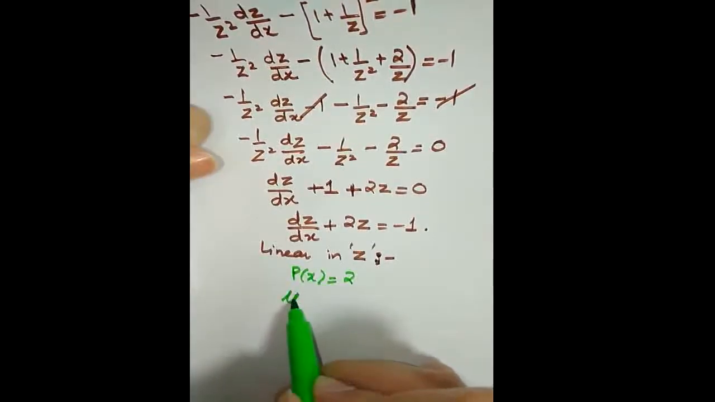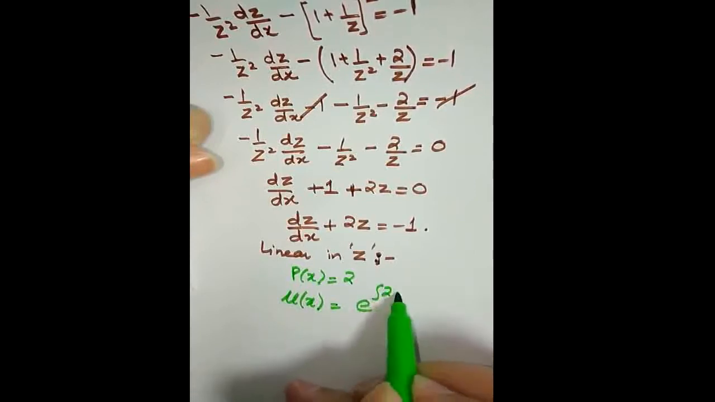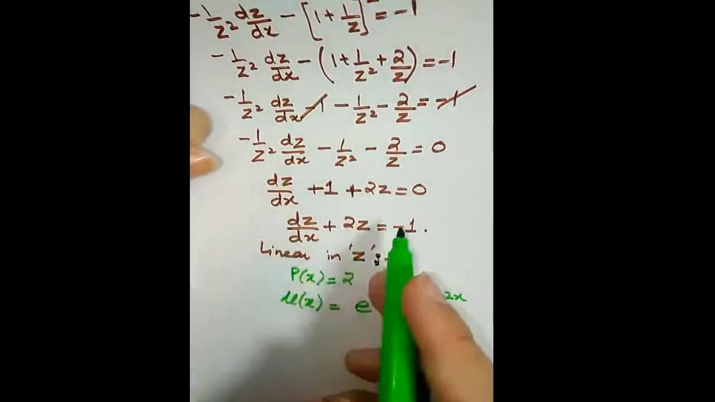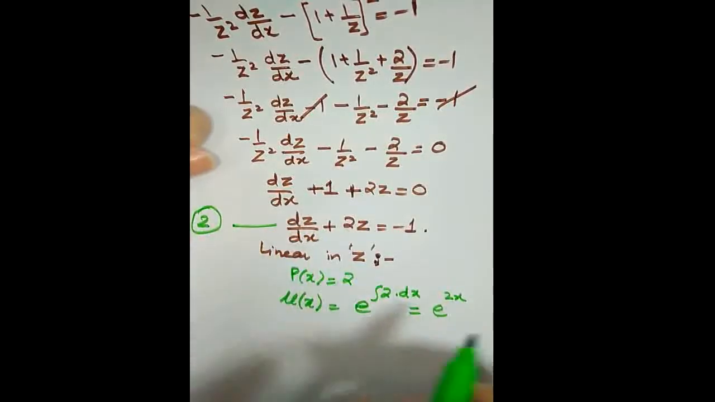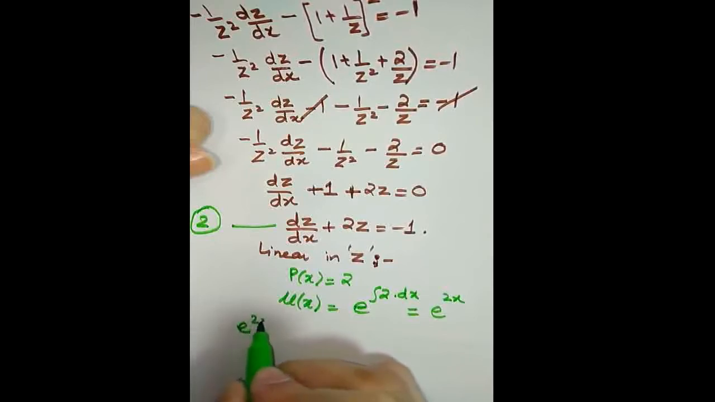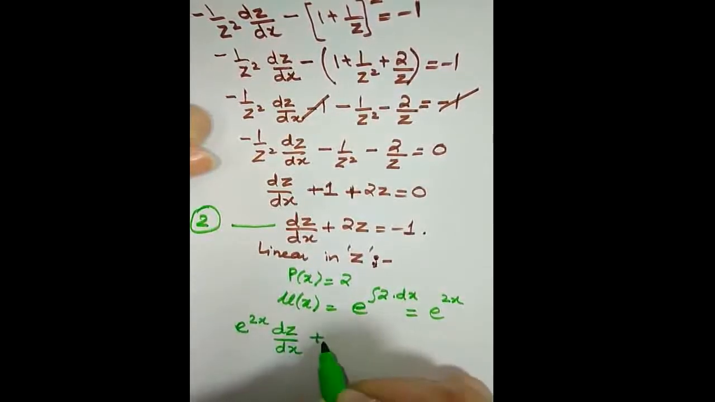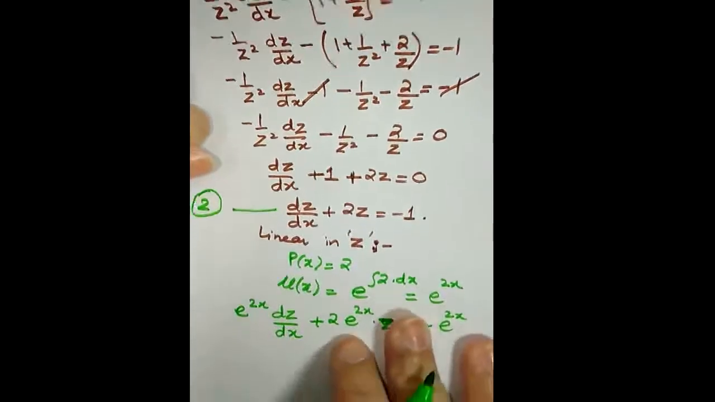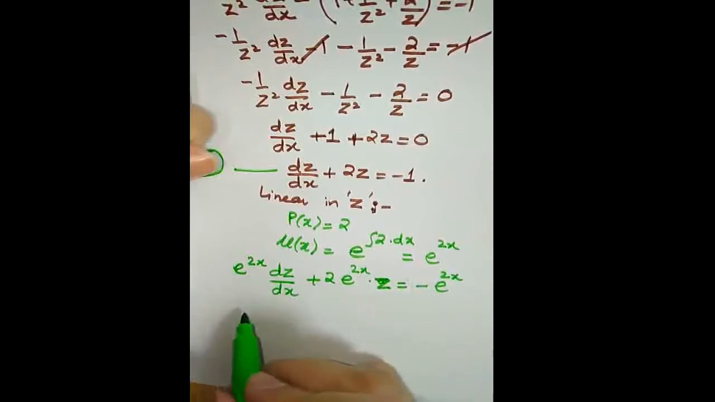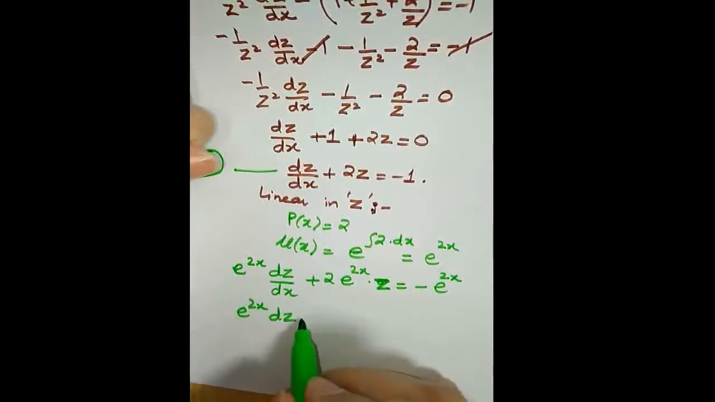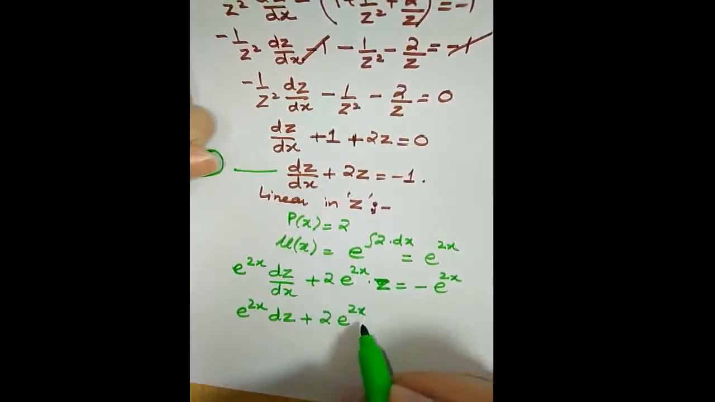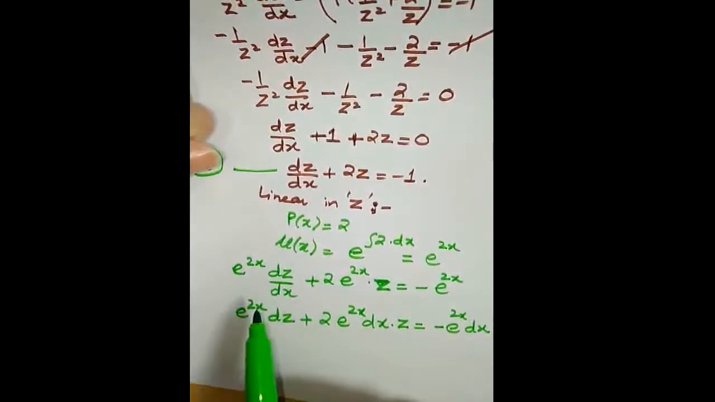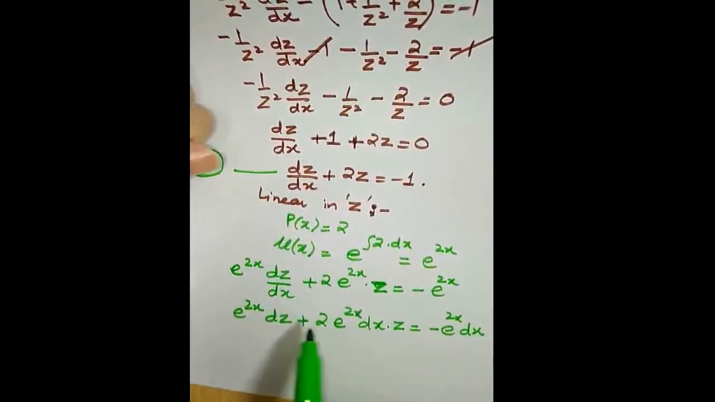So mu of x is e to the power integral 2 dx, so that becomes e to the power 2x. Now I am multiplying this integrating factor. Let's suppose this is equation 2, so I multiply this with equation number 2: e to the power 2x dz by dx plus 2 into e to the power 2x into z equals minus e to the power 2x. And in the next step I am multiplying dx on both sides.